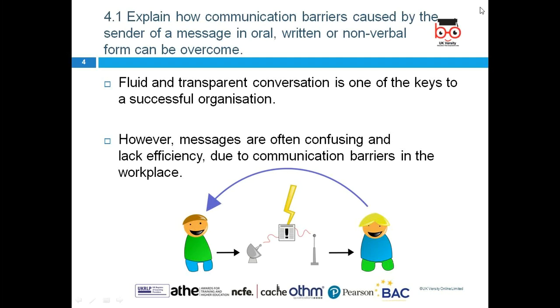Sometimes messages can be confusing, they can lack efficiency, and it can be due to communication barriers. For example, if you send a message out today, you'll think, oh, she'll know what's going on, I'll just send her this. But if you don't put all the information down, say if you're asking me something about the assignment, but you don't tell me what question you're asking about, then that'll be confusing for me, and I'll send it back saying I'm not understanding what you're talking about. So it's very important to be clear.